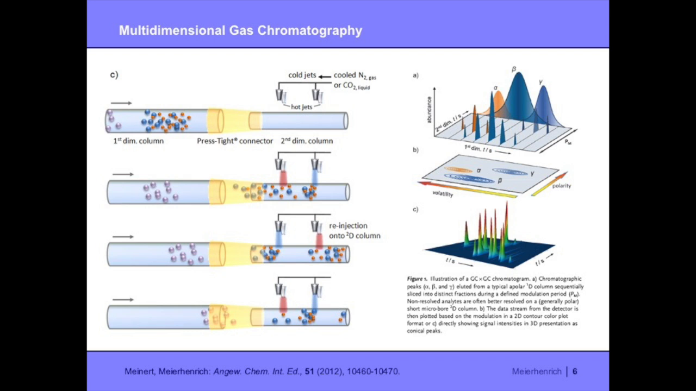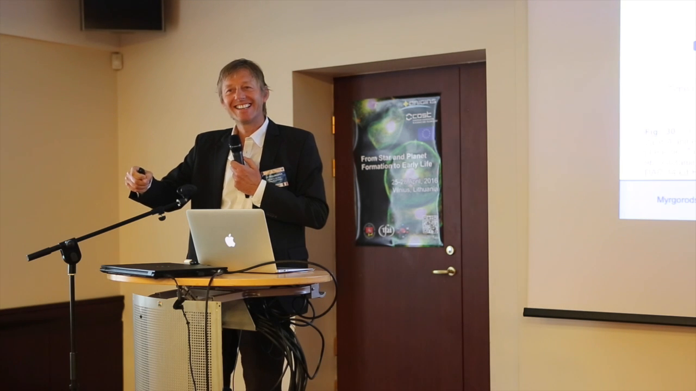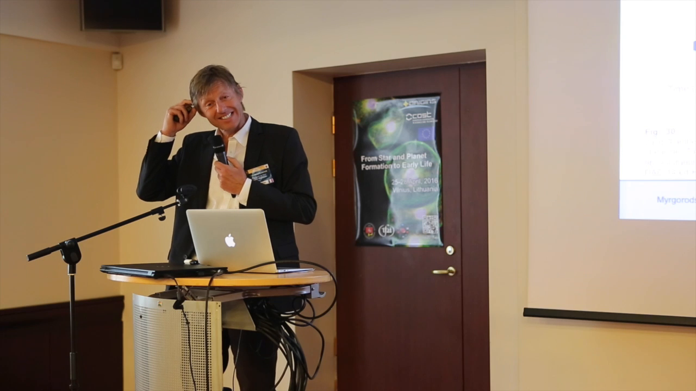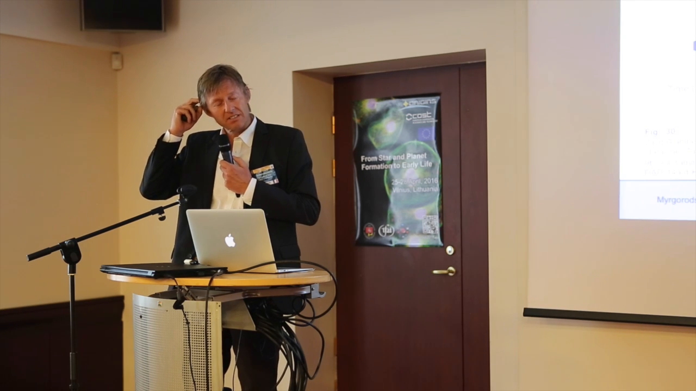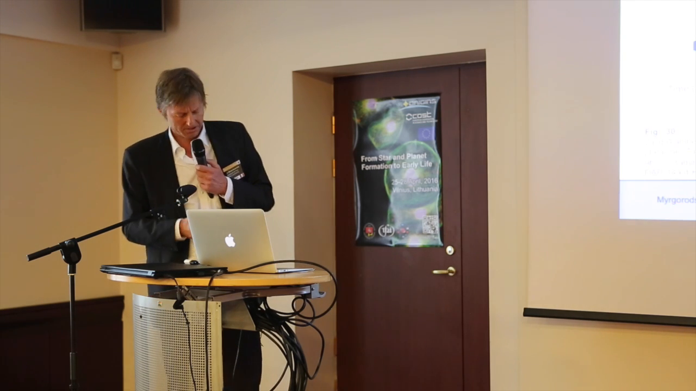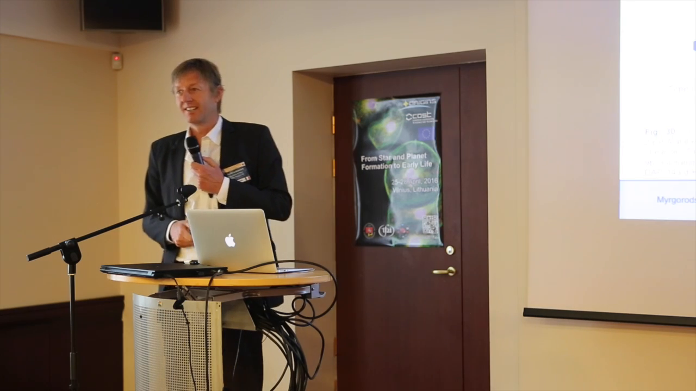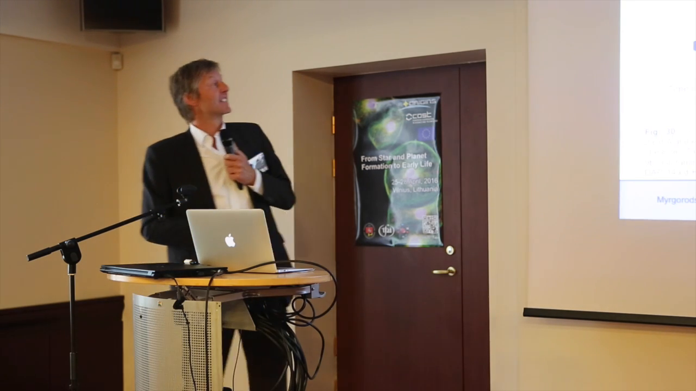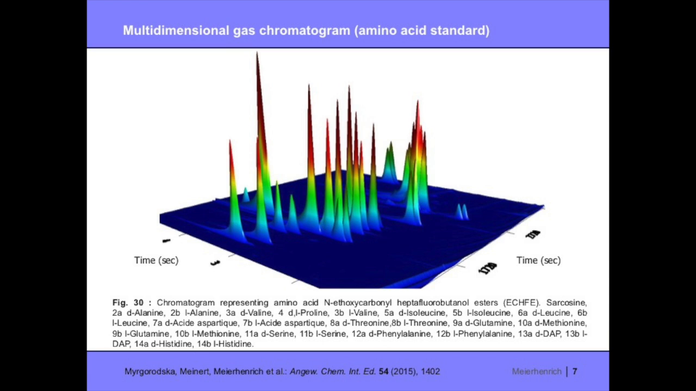Some of you may spot that we have double signals here. Are these optical isomers? Exactly. These are optical isomers. We call them enantiomers, D enantiomers and L enantiomers, because we use a chiral stationary phase.